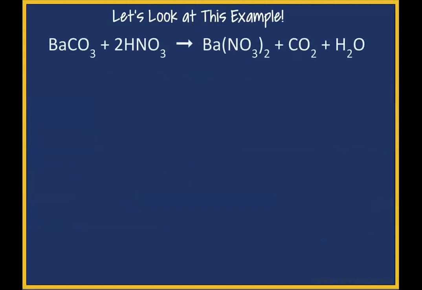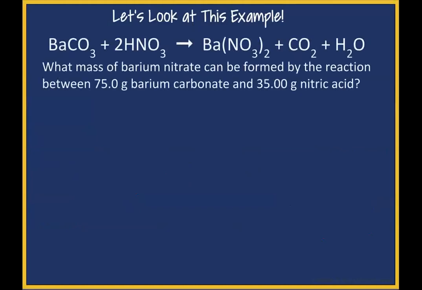All right, let's look at this example. What mass of barium nitrate can be formed by the reaction between 75 grams of barium carbonate and 35 grams of nitric acid? All right, so you got to stick with me with this. You have to follow me. You can't just put this video on in the background and think you're gonna absorb it. You've got to see where all the numbers come from.